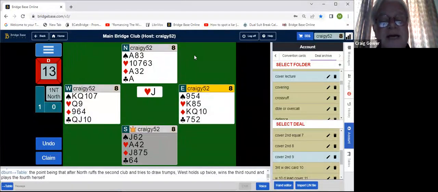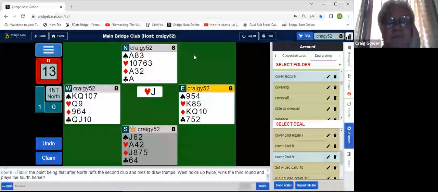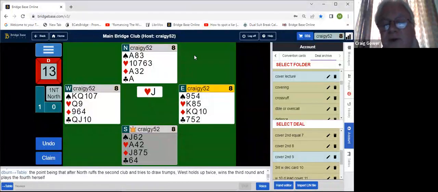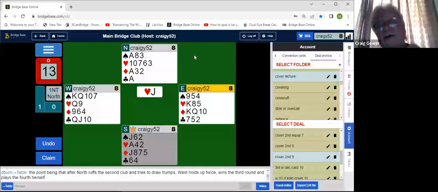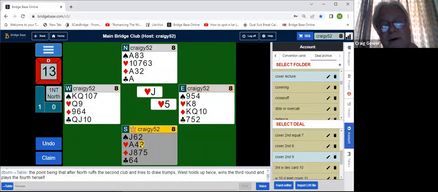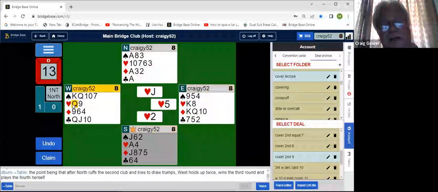So when the jack is led, if partner's got the queen, they can win that trick. If declarer has got the queen, you can cover that one the next time. So there's no hurry to commit the king. So we play low, goes low. So that's one trick we've got.